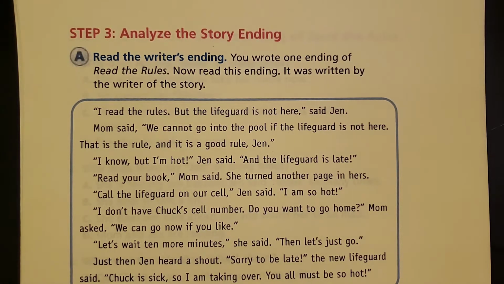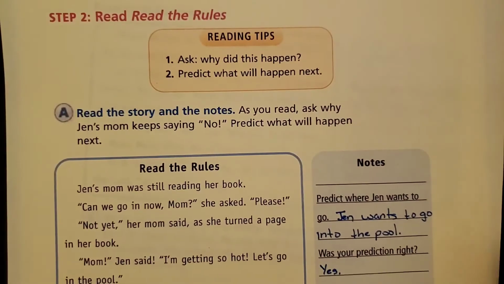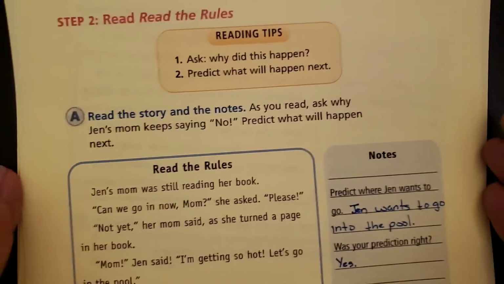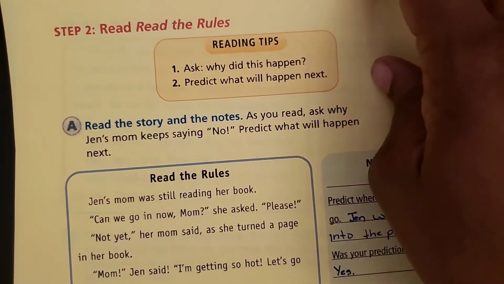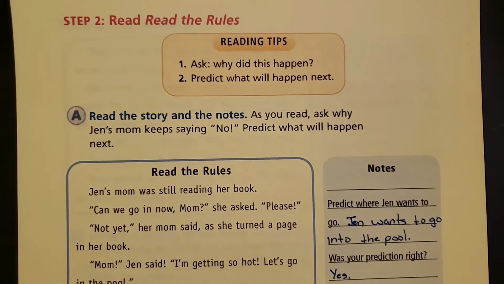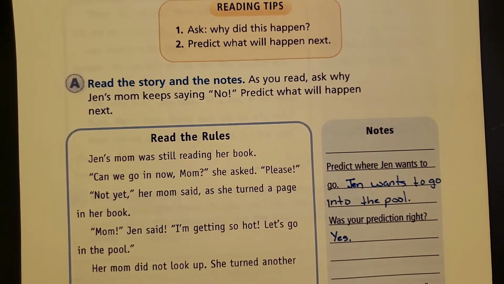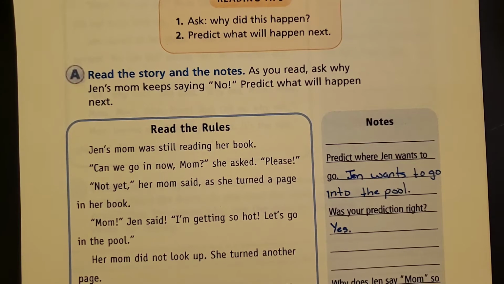Okay? But in order to get to that step, I always like to say, let's go back and reread the story that you already read to refresh our memory. So if you would just flip back to page 2. We are going to reread the story called Read the Rules all the way through. I'll give you a couple of seconds to get to the right page and then we will get started.